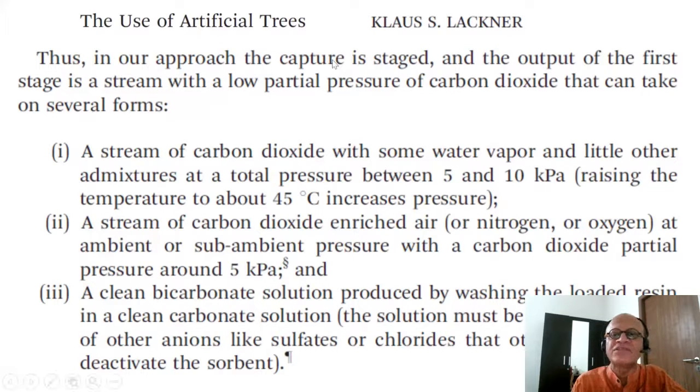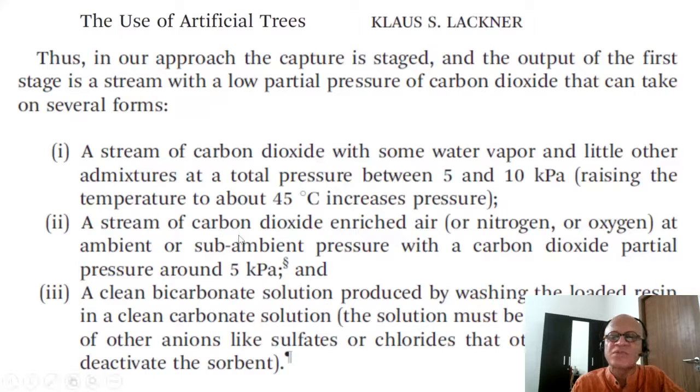I will just add one little thing here from Klaus Lackner on the use of artificial trees. He argues about the role of artificial trees as a part of the geoengineering, and explains here briefly how his approach is different. So in our approach, the carbon capture is staged, and the output of the first stage is a stream with a low partial pressure of carbon dioxide that can take on several forms. Firstly, a stream of carbon dioxide with some water vapor and little other admixtures at a total pressure between 5 and 10 kilopascals, raising the temperature to about 45 degrees, increases the pressure.